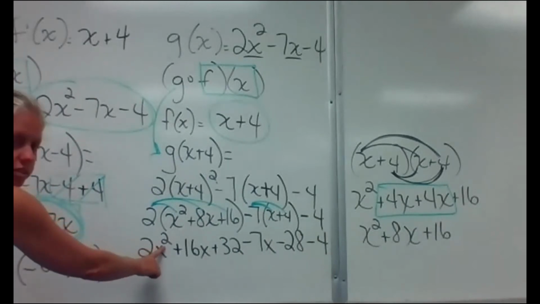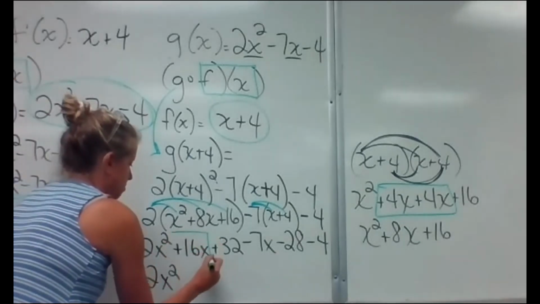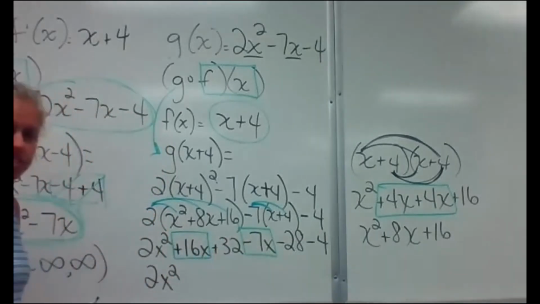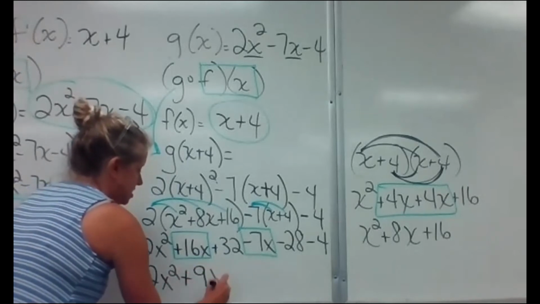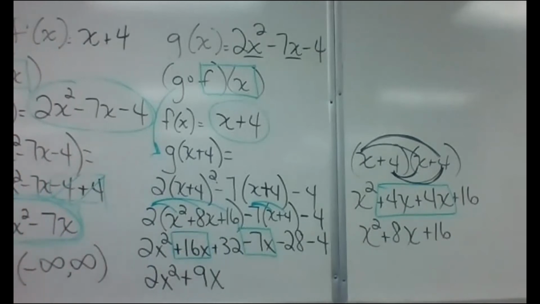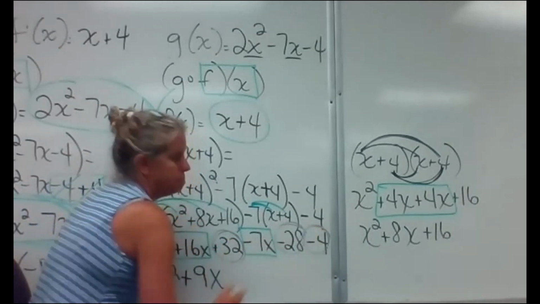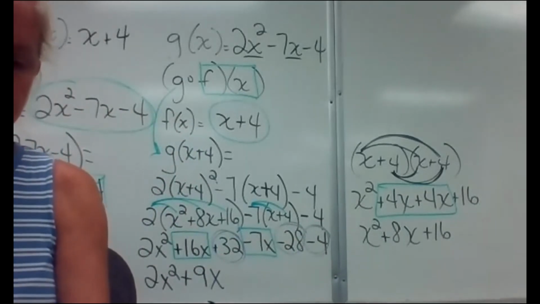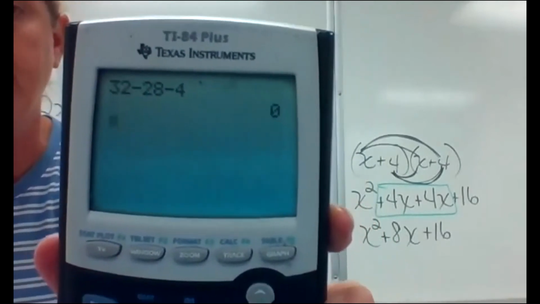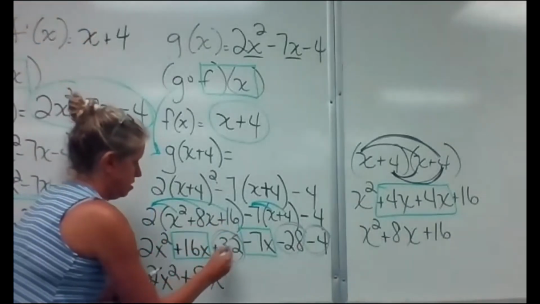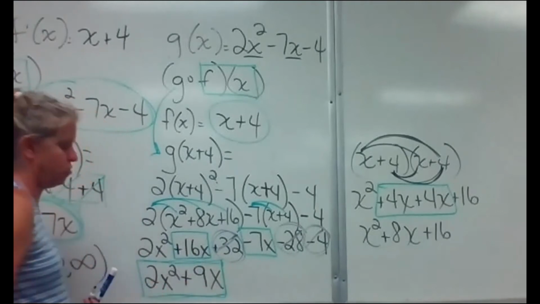Are there any other squareds to go with this one? That's the only squared, so I'll just leave it. But I do have some x's I can put together. I can put together that 16x with that -7x. When I put those together, I've got 16 minus 7, which just gives me plus 9x. Now look, I can put 32 minus 28 minus 4. Well, what do you get when you do that? 32 minus 28 minus 4 gives you nothing, right? They all just cancel each other out. So here's what you're left with. 2x squared plus 9x.